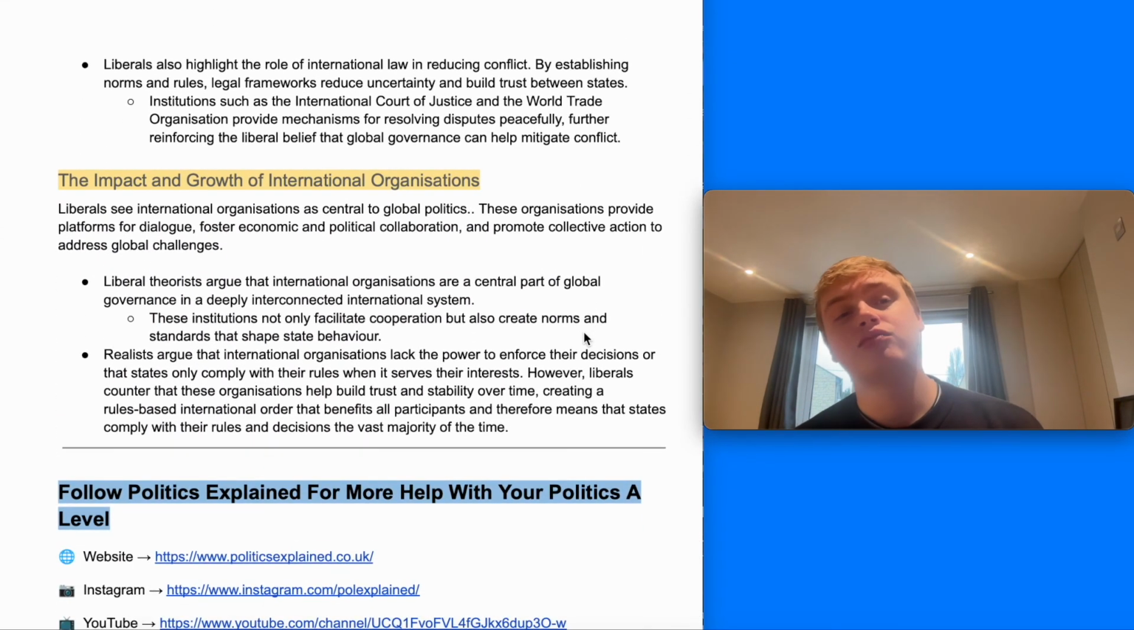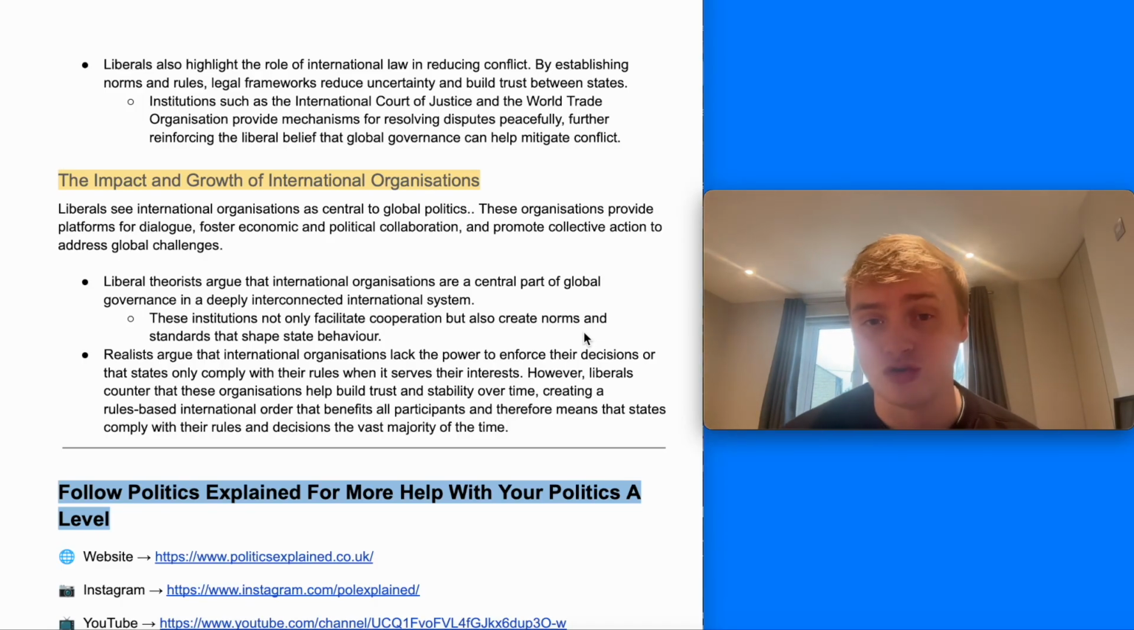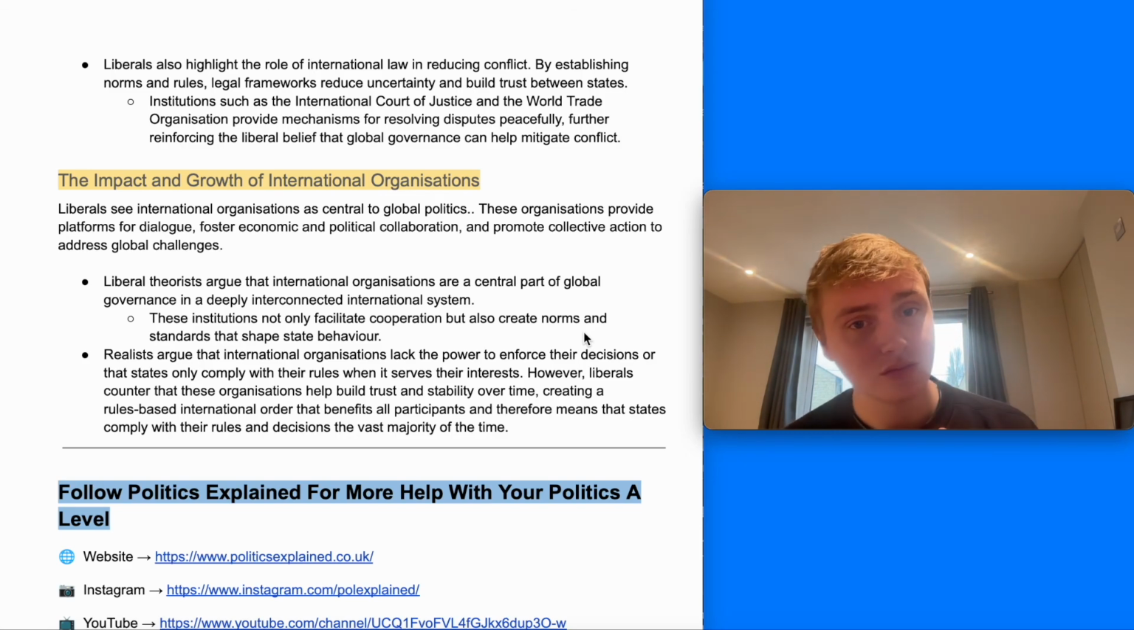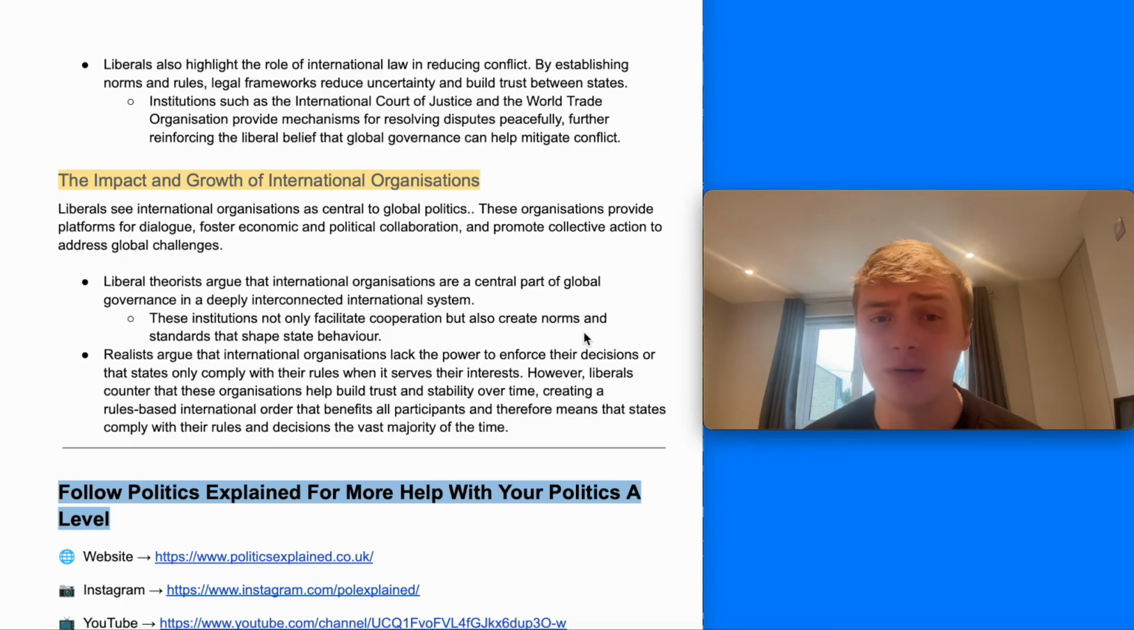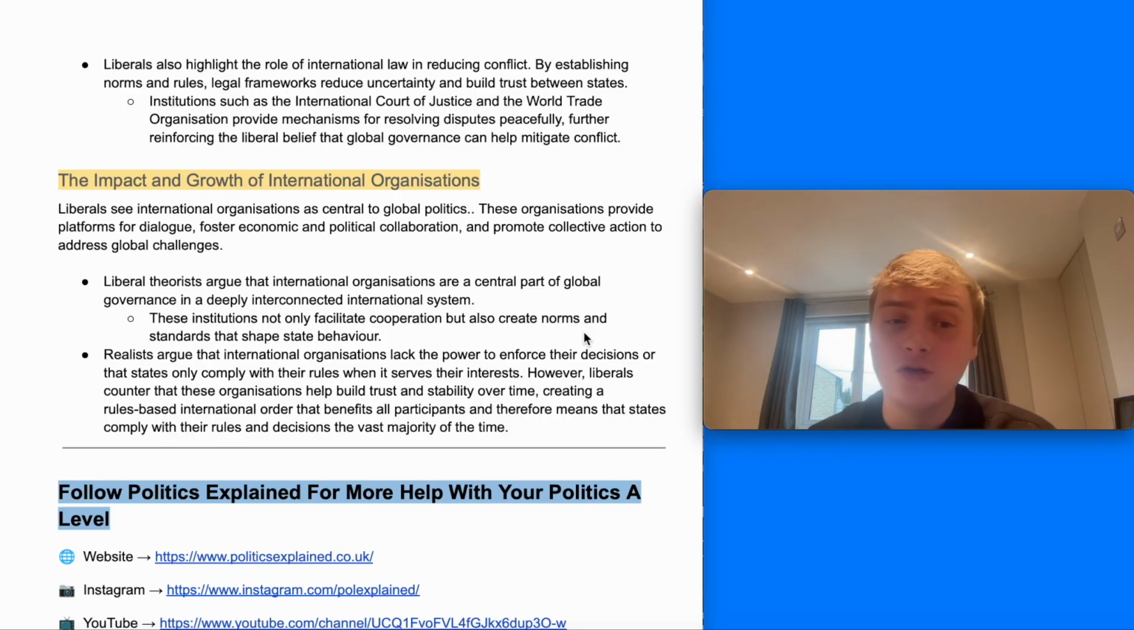And finally, we've referenced this a number of times, but liberals see international organisations as central to global politics, unlike realism, which sees them as having no power. For liberals, these organisations provide platforms for dialogue, foster economic and political collaboration, and promote collective action to address global challenges. They argue that international organisations are a central part of global governance, and they not only facilitate cooperation, but also create norms that really shape state behaviour.